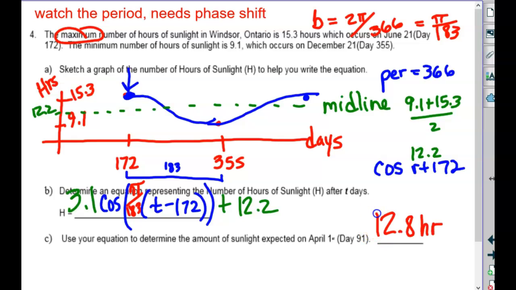Now, you could actually do that question in the home screen without graphing it. You could type the 91 right in here for T, but then you can't check that it's working, right? I totally like to graph it because then I can check if it's doing what I think it's supposed to be doing. All right. Good? Questions? Feel comfortable? Okay.